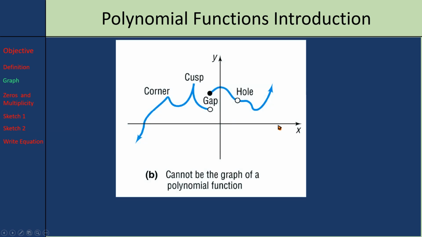This is an example of something that is not a polynomial, right? Because it has corners and cusps. That means that it is not smooth, and it has gaps and holes. That means that it's not continuous.